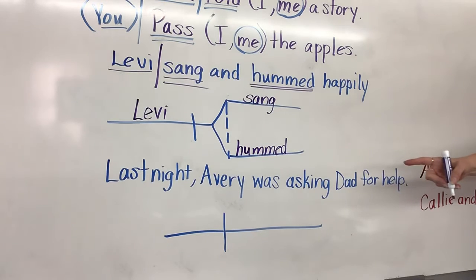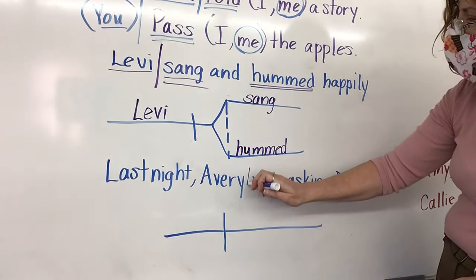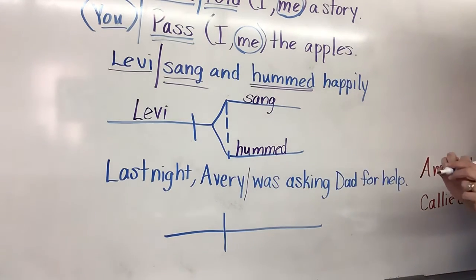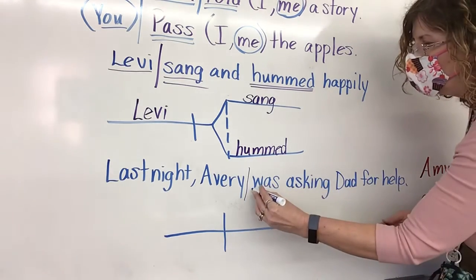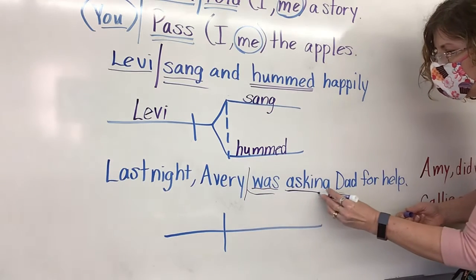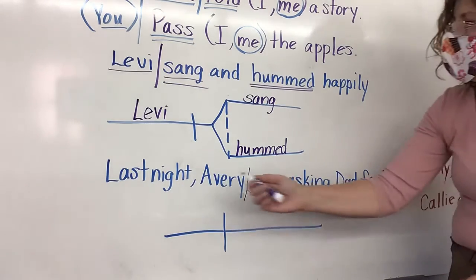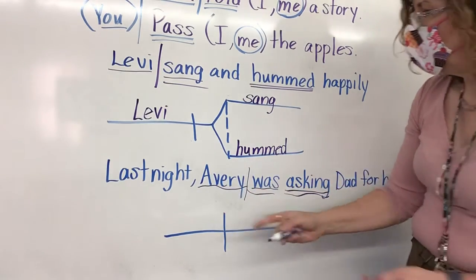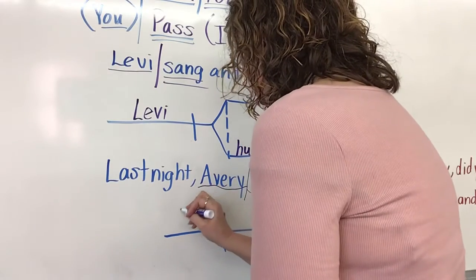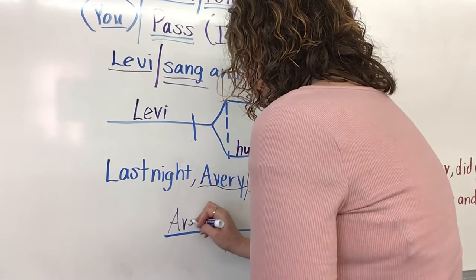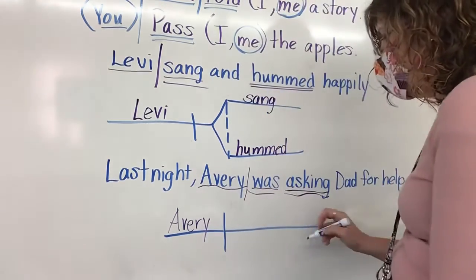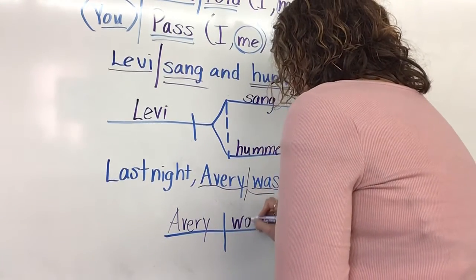Next sentence says, last night Avery was asking Dad for help. All right, so we're going to divide that one. After Avery. Are you paying attention? After Avery. So then you say, what's the verb? Was. Very good. Not just was, but was asking. Because asking is something you can do. Who was asking? Avery. Very good. So on the first line, we need to write Avery. And then on the other side, we need to write was asking, which is our verb.